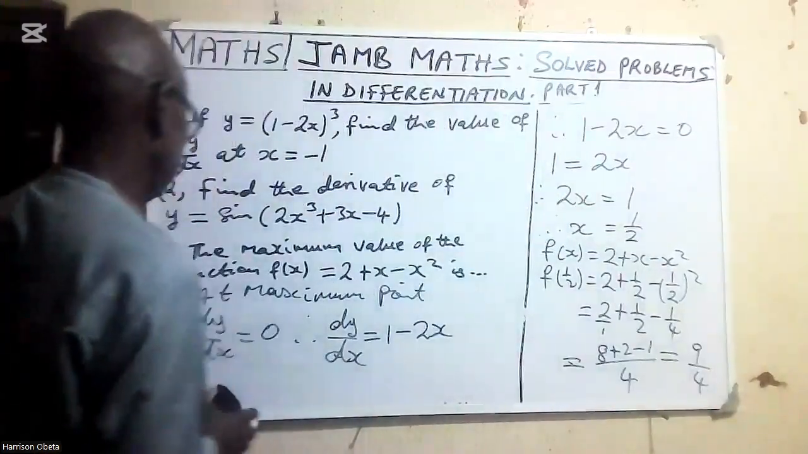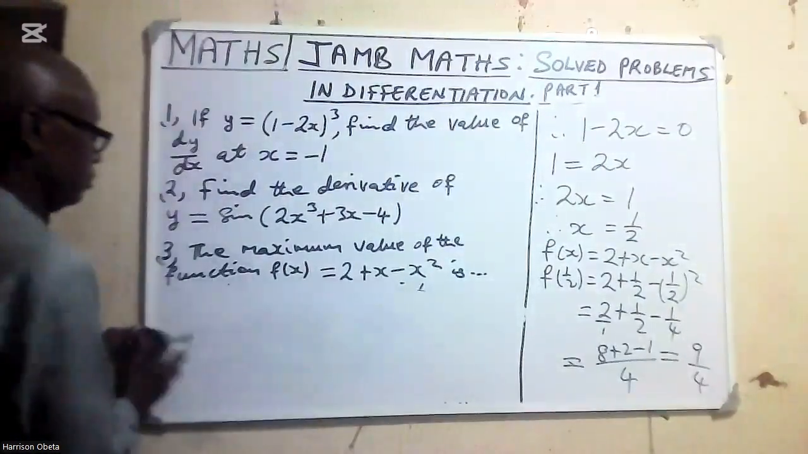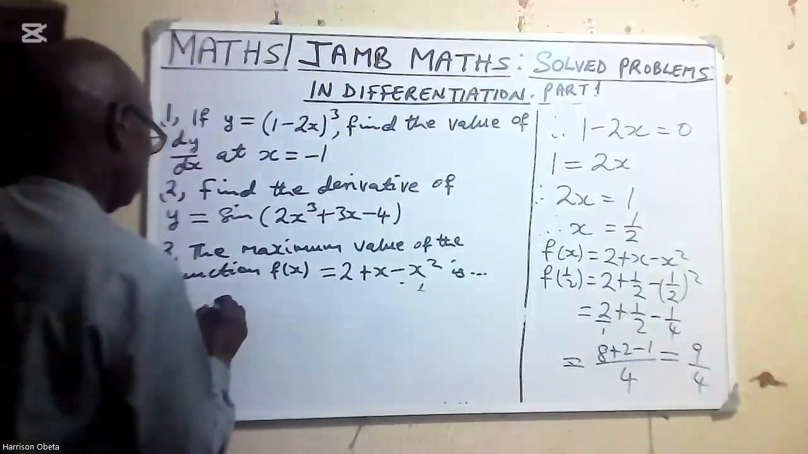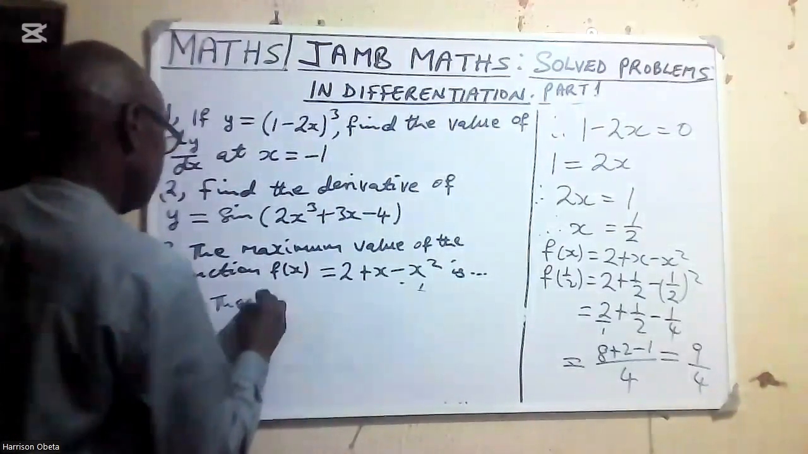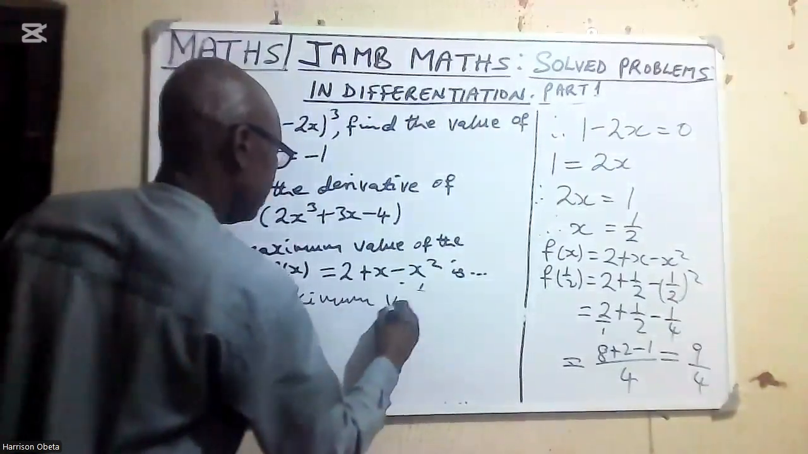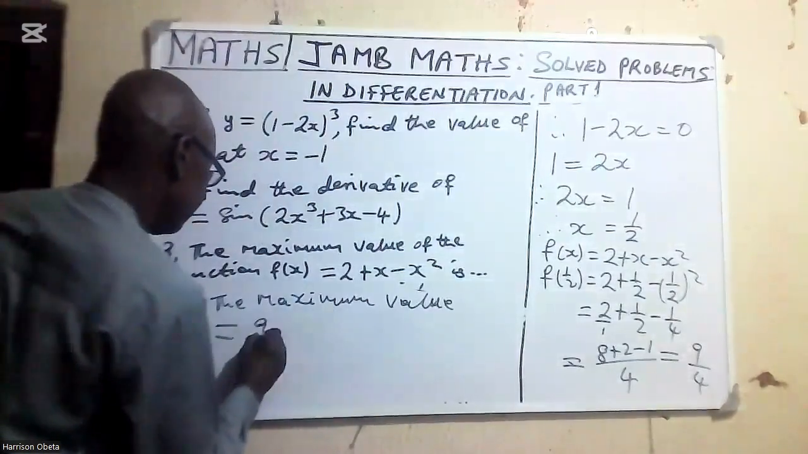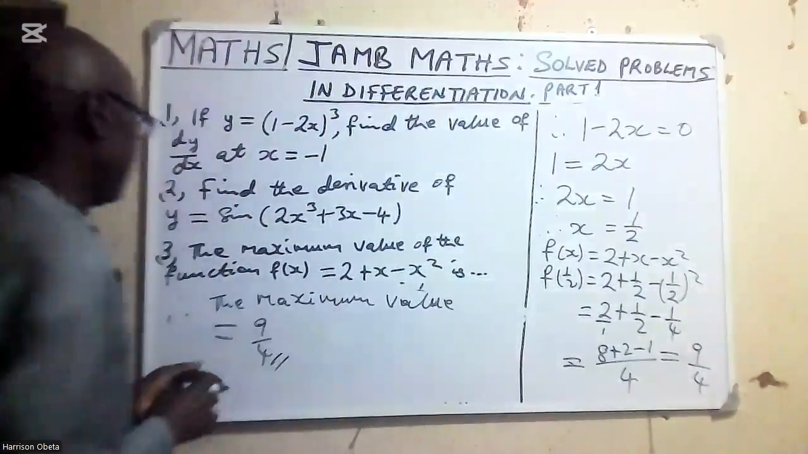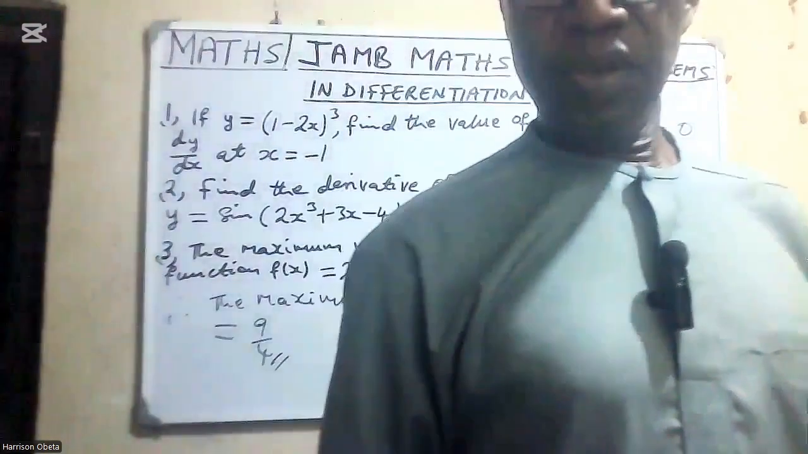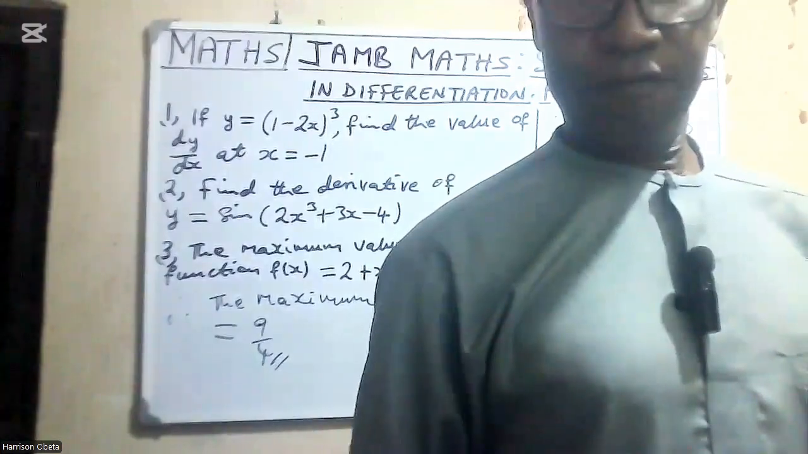So the maximum, coming back here, therefore, the maximum value is equal to 9 over 4. And that is the end of question number 3. Let us go further by picking question number 4 and 5.